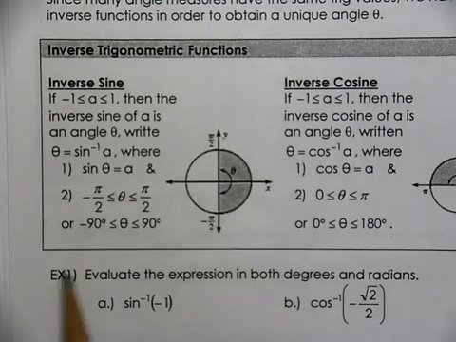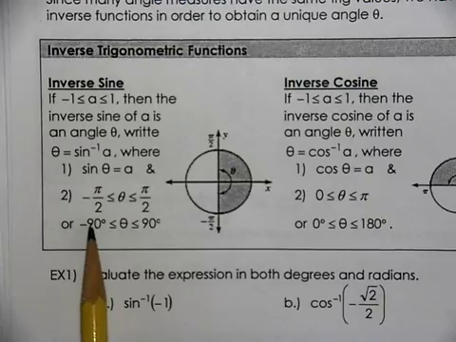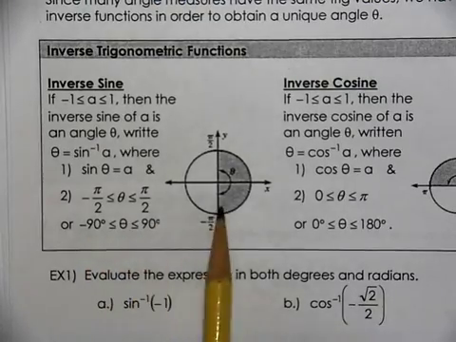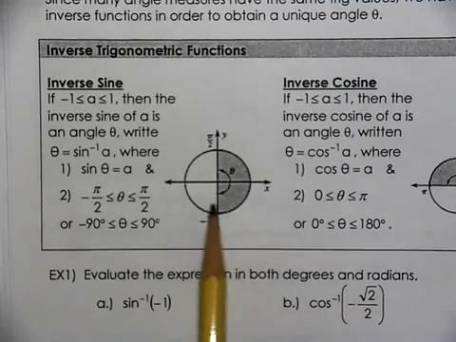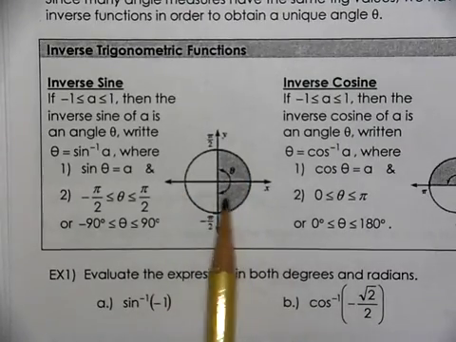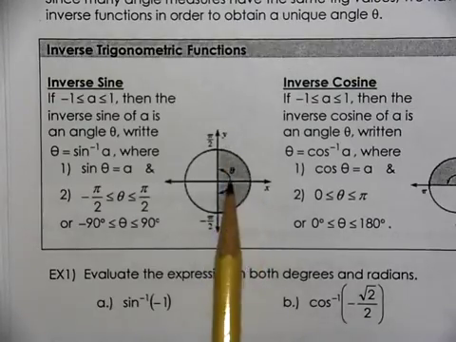quadrant. Now, what's a little unique about here is that they're asking us for angles between negative 90 and 90. They don't want us to call this fourth quadrant 300 degrees. They want us to use it from the x-axis coming down or the x-axis going up.